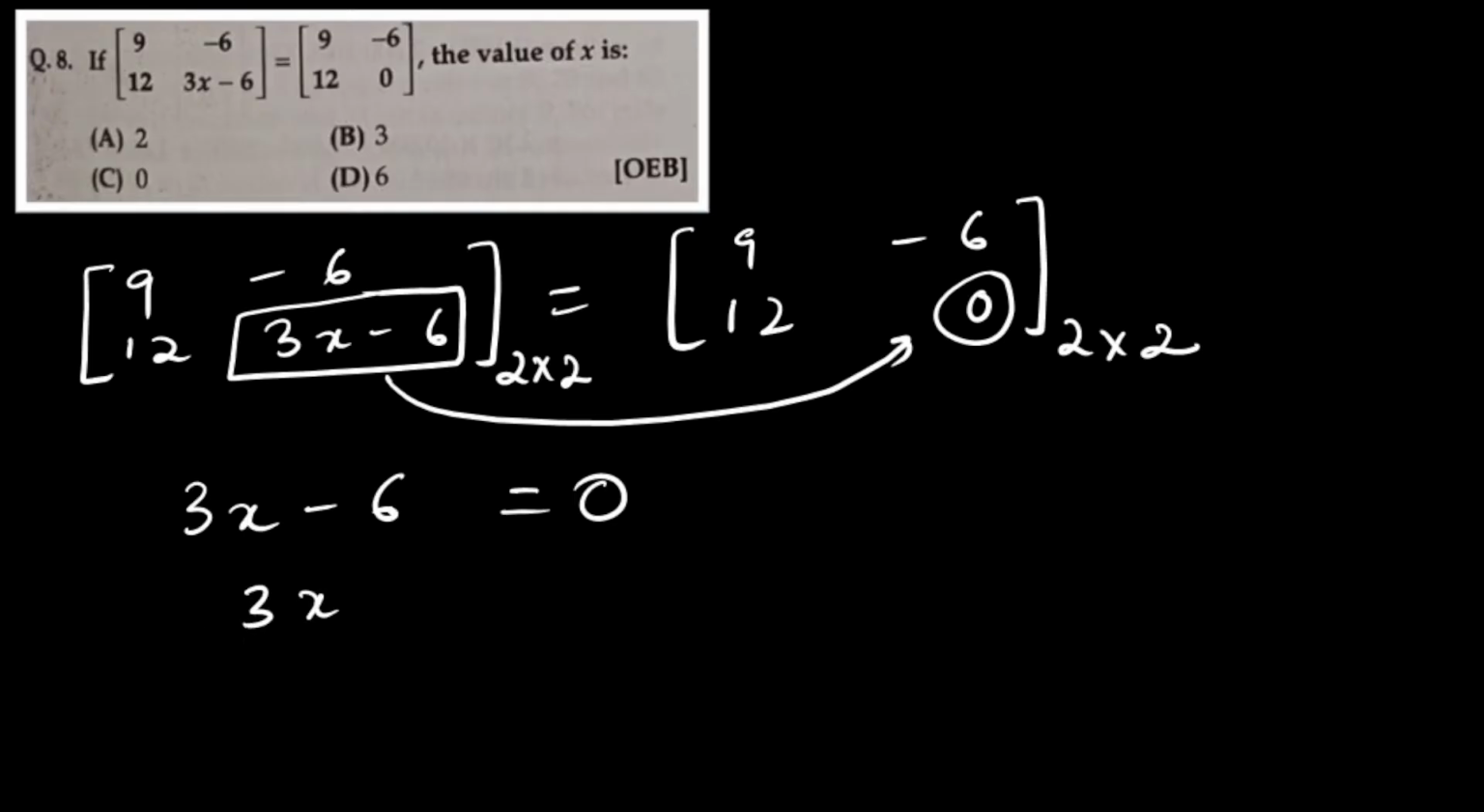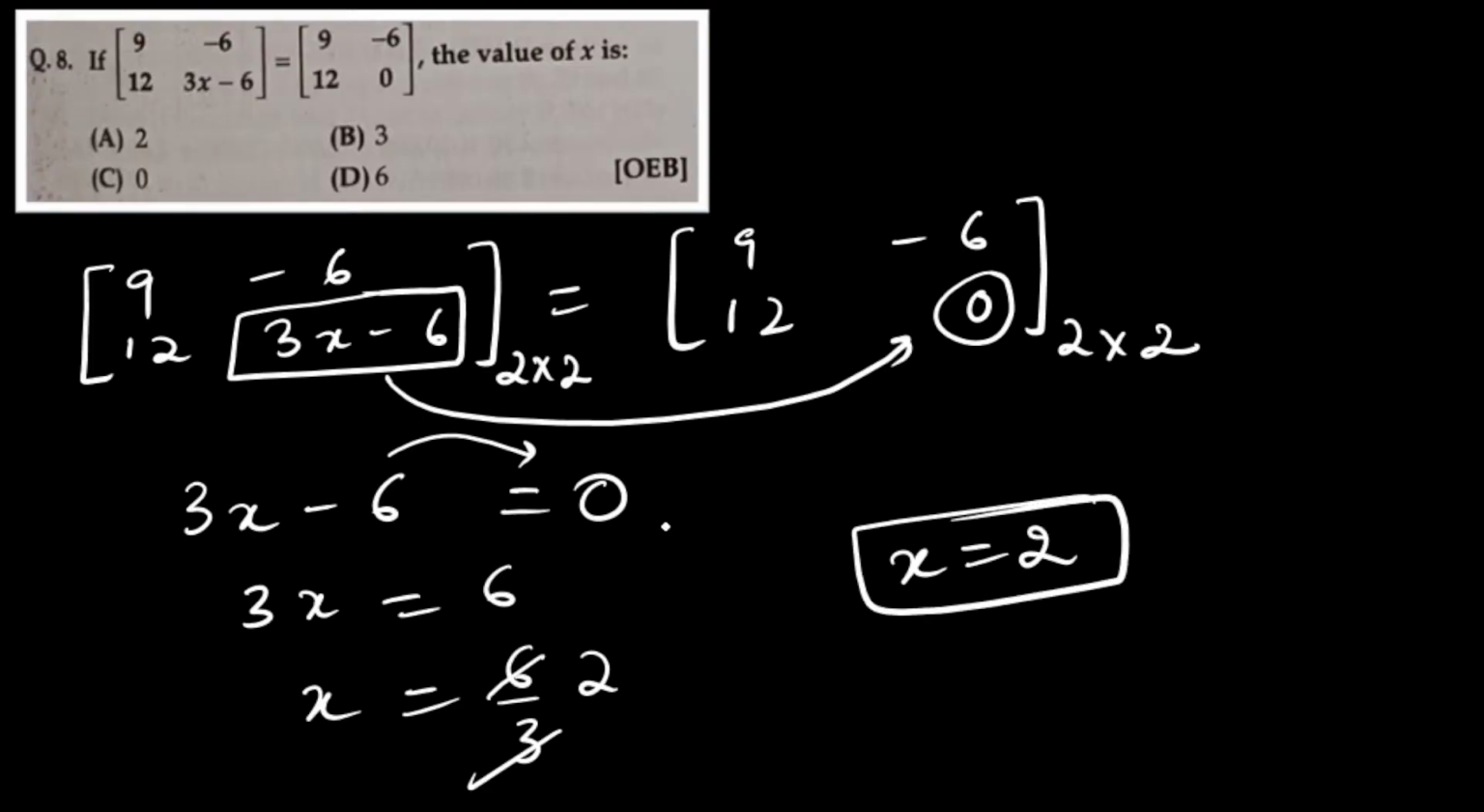So let's solve the equation. 6, when we shift it to the other side, becomes positive 6, because here it's negative 6. 3, when we shift it to the other side, will divide. So we get x is equal to 2. So option A. Let's do the next question. It was very simple. Many of you have given the answer option A, x is equal to 2.